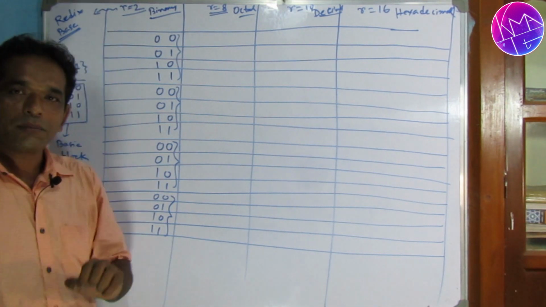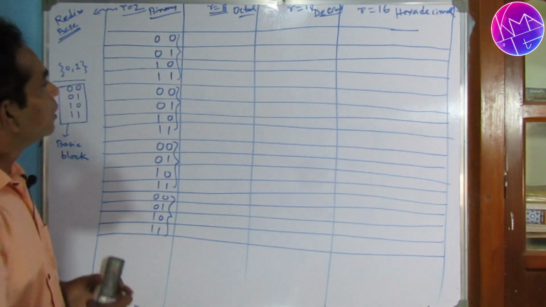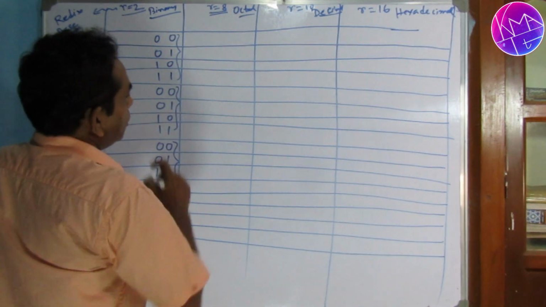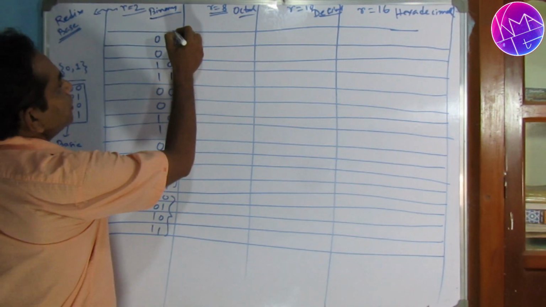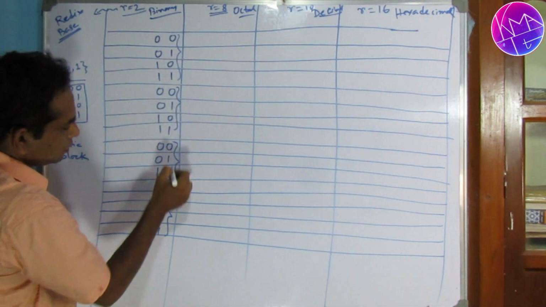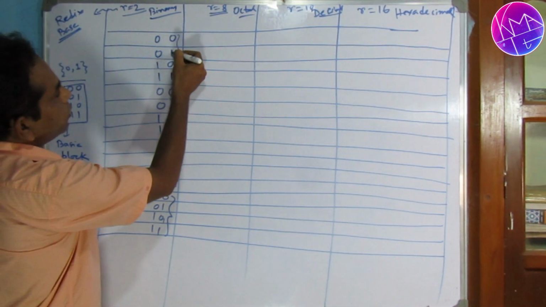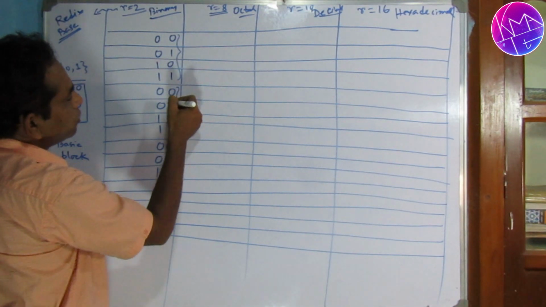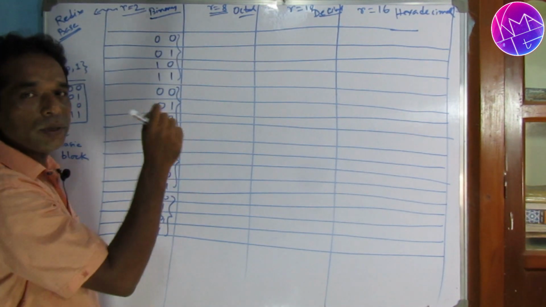Now let's find out a magical rhythm. The rhythm is, this is in the first column, you can see 1 0 1 0 1 0 1, means alternate 0 and 1 is there.